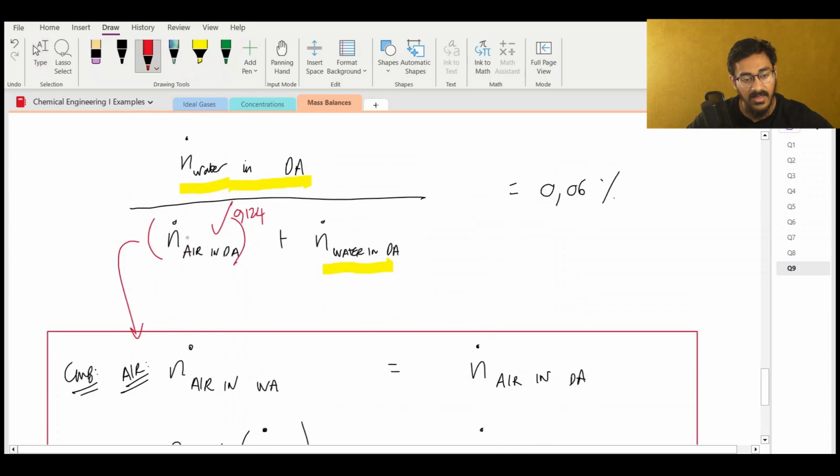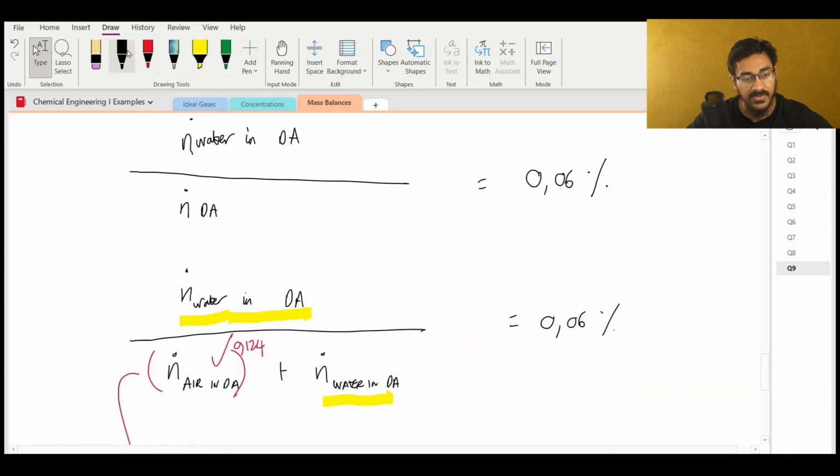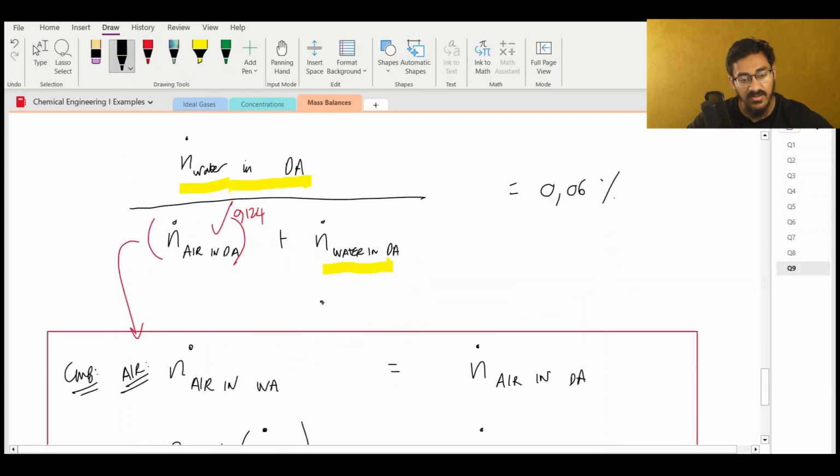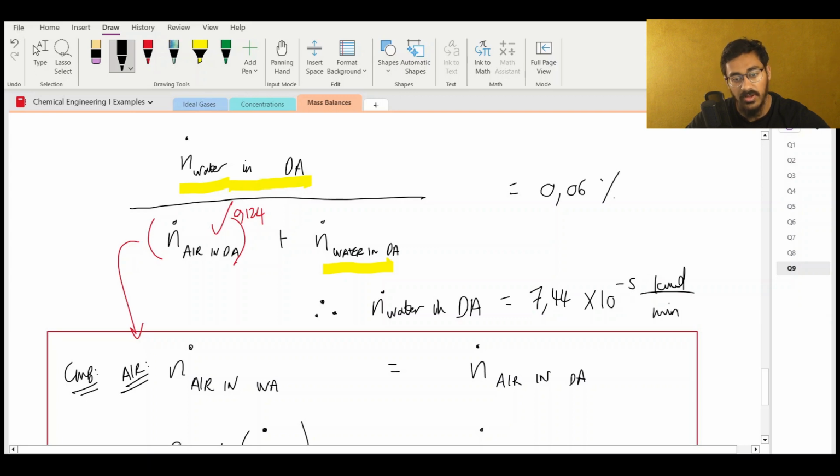So where can I write this now? Okay, let's just continue this down here. And I'm going to say, therefore, the number of moles of water in the dry air stream is equal to 7.44 times 10 to the minus 5 kilomoles per minute. Okay, that's how much water is in the dry air. So it's a very, very small amount.